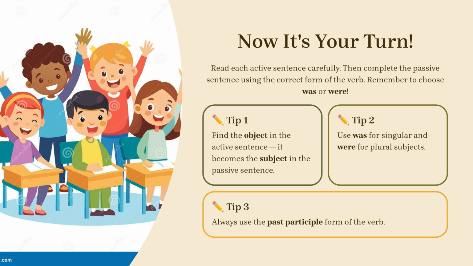Now it's your turn. Read each active sentence carefully. Then complete the passive sentence using the correct form of the verb. Remember to choose was or were. Here are 3 helpful tips. Tip 1. Find the object in the active sentence because it becomes the subject in the passive sentence. Tip 2. Use was for singular subjects and were for plural subjects. Tip 3. Always use the past participle form of the verb.